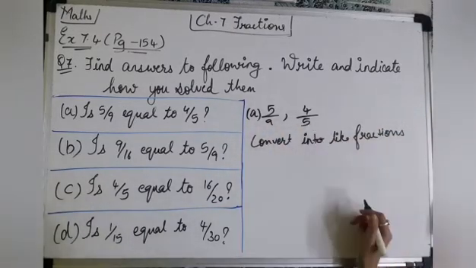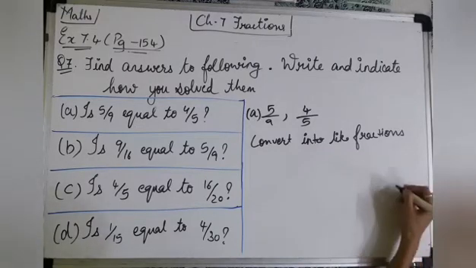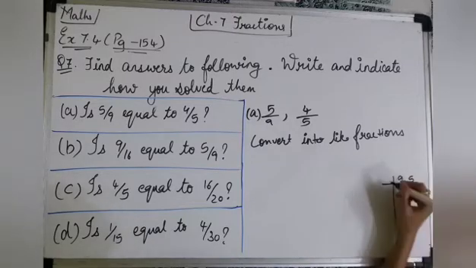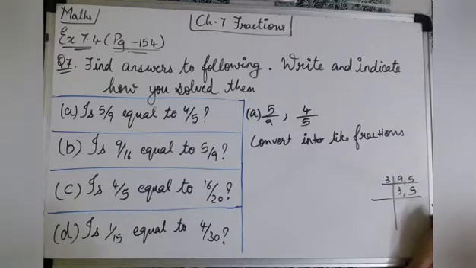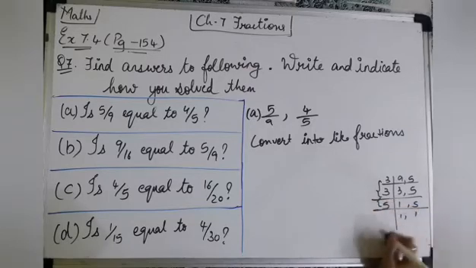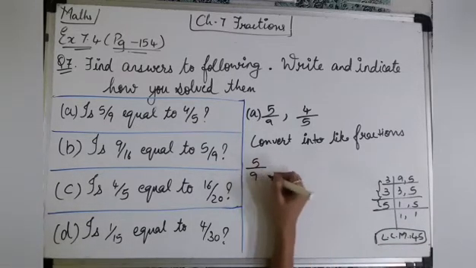For converting into like fractions, we need to take out the LCM. So we'll take out the LCM of 9 and 5. In the 3 table, 5 is not coming, so we'll write it down like that only. 3 1s are 3 and 5 1s are 5. 3 3s are 9 and 9 5s are 45. So we got the LCM 45.